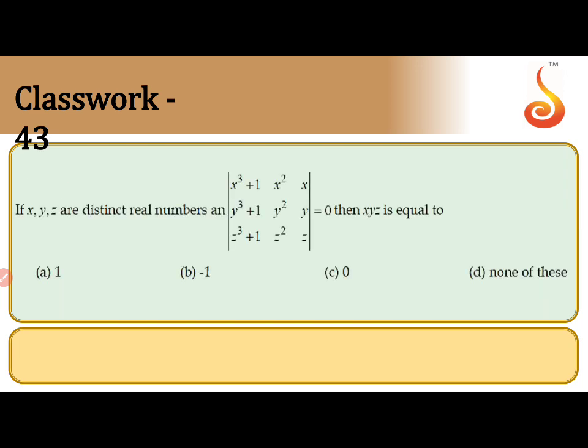Next question. If x, y, z are distinct real numbers, the given determinant is 0. What is the value of xyz? So here the first column has a sum of two elements. We can split it as a sum of two determinants. Then you can simplify to get the answer.